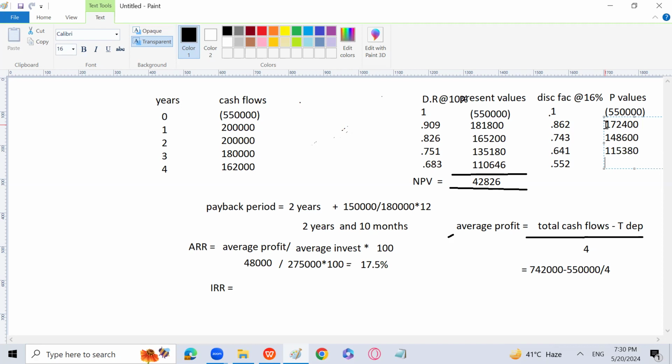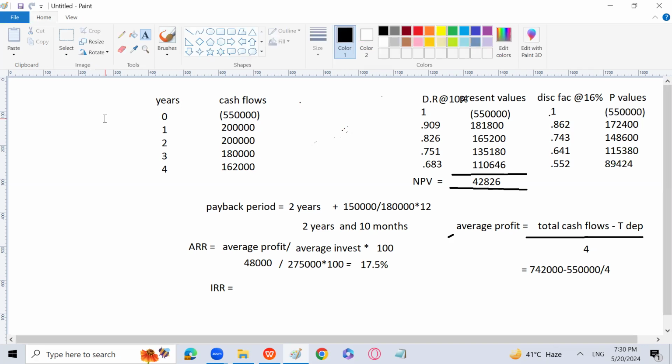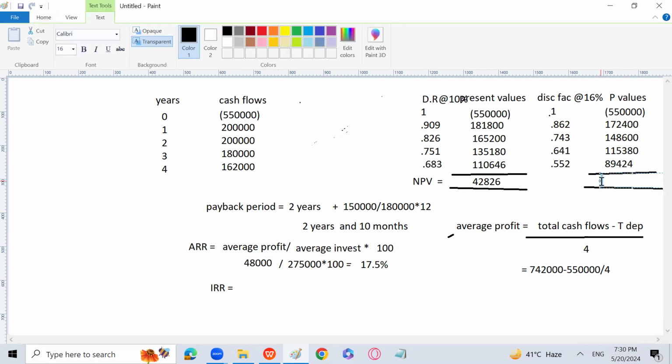Then 162,000 into 0.552. So 89,424. Okay. Now I have to sum up all the positive values and subtract the negative value, which is the initial investment. I will get the negative NPV.